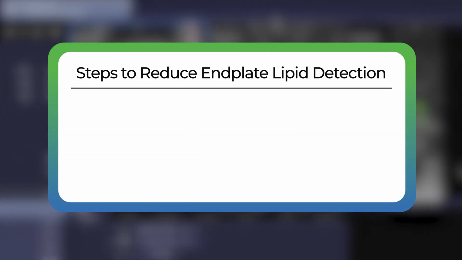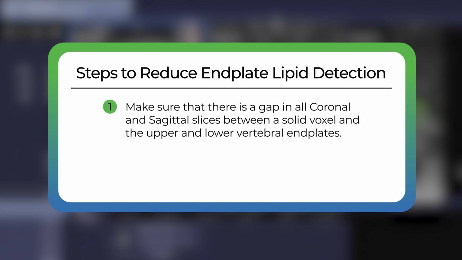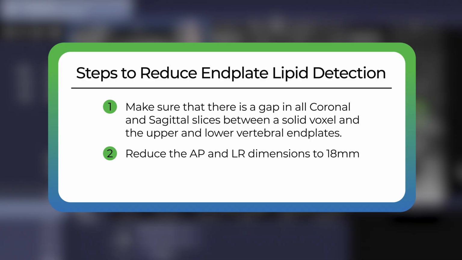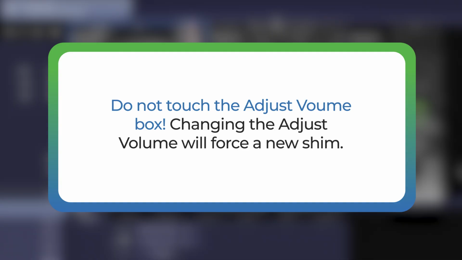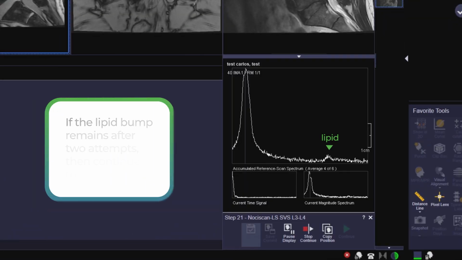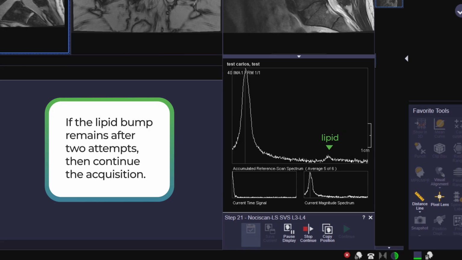There are 3 steps to reduce end plate lipid detection. Make sure that there is a gap in all coronal and sagittal slices between a solid voxel and the upper and lower vertebral end plates. Reduce the AP and LR dimensions to 18 mm. Adjust the voxel angle in the sagittal plane. Do not touch the Adjust Volume box. Changing the Adjust Volume will force a new shim. If lipid is detected, or a bump is still present after the second attempt, continue with the acquisition.